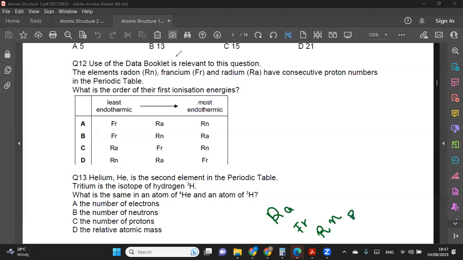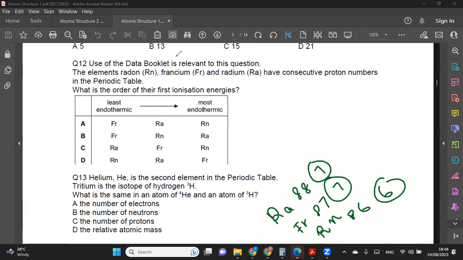Radon is 86, francium is 87, and radium is 88. So the proton number is increasing. Now, when we talk about radon, radon is in period number 6. That means it has 6 shells. And both francium and radium are in period number 7, meaning that they have 7 shells.